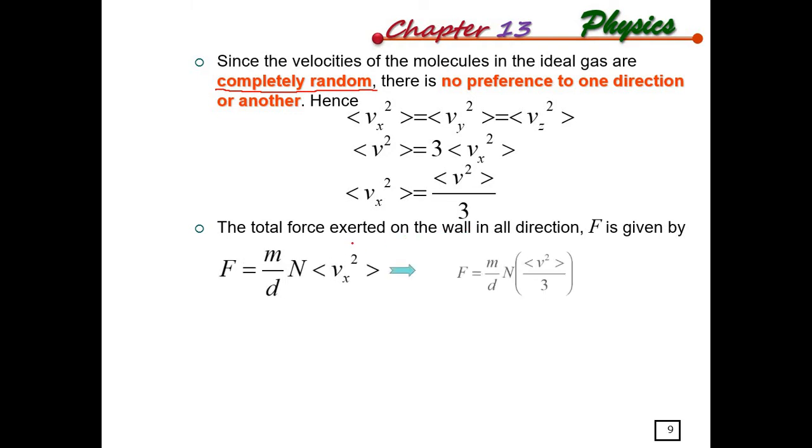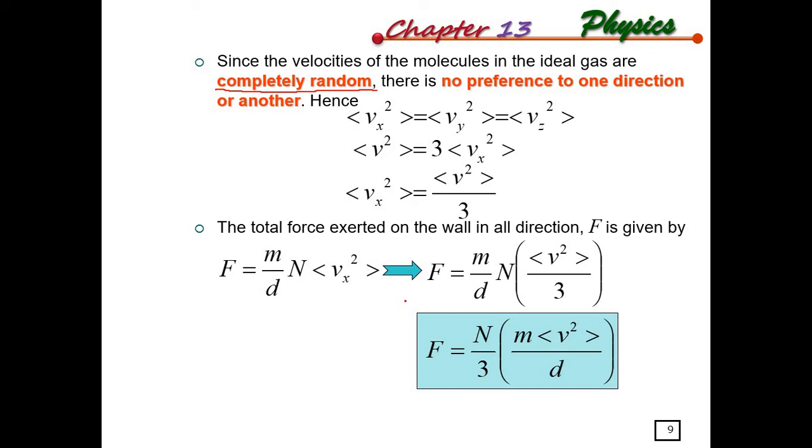Then we get the final equation for the force exerted by the molecules in the container: F equals N over 3, where N is the number of molecules in the container, times the bracket of m times the mean square velocity of the molecules in the container, over d. So this is the last equation that we have for the force exerted by the ideal gas in the container.